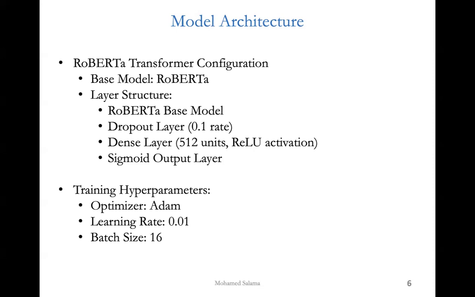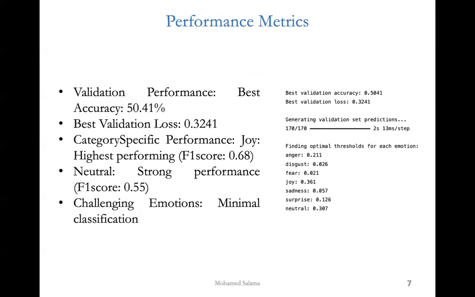Through careful experimentation, I selected training hyperparameters, the optimizer for adaptive learning, a learning rate of 0.01 for balanced model convergence, and a batch size of 16 for computational efficiency. This approach created a robust, flexible emotion classification model capable of capturing nuanced emotional expressions in text data.